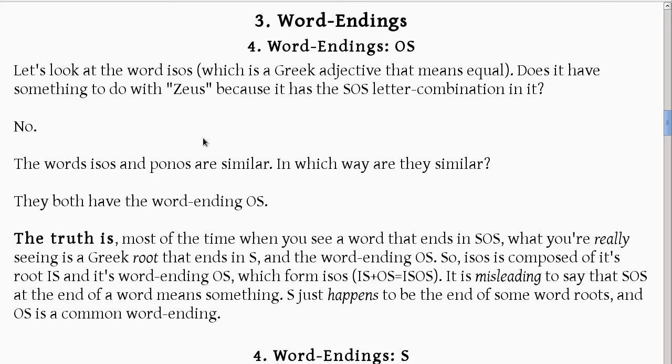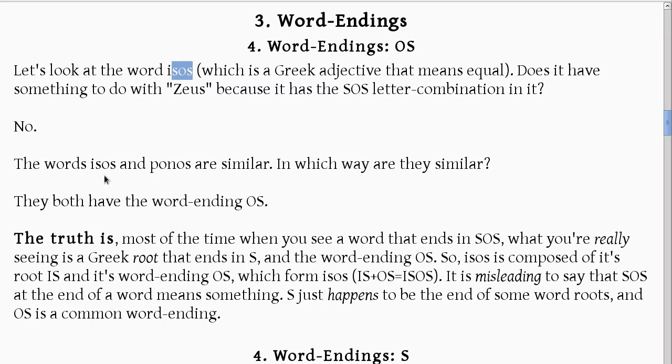Word endings: OS. Let's look at the word isos, which is a Greek adjective that means equal. Does it have something to do with Zeus because it has the SOS letter combination in it? Now let's examine this word, isos. In English characters it is I-S-O-S, so it contains SOS at the end of the word. Now, obviously, this isn't a name, but I'm still making my point.